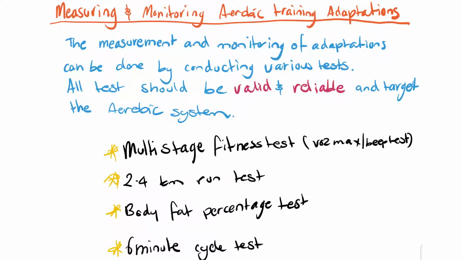Another test that can be used often, similar to the run test, is a 6-minute cycle test. Obviously, these athletes may not be runners, they could be doing a different sport, or that's obviously more specific to cyclists, to be able to do a cycle test as opposed to a run test.